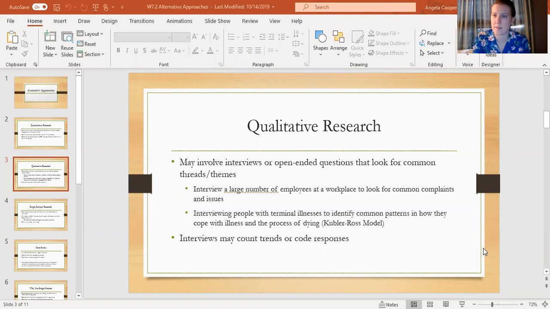Part of the Kubler-Ross model of grief was obtained by starting with qualitative research, interviewing people with terminal illnesses to identify the patterns they use to cope with the grief and the loss and the process of dying.